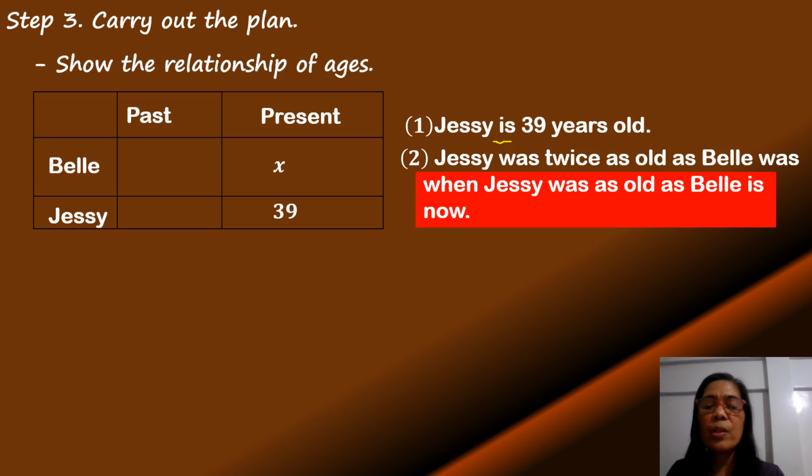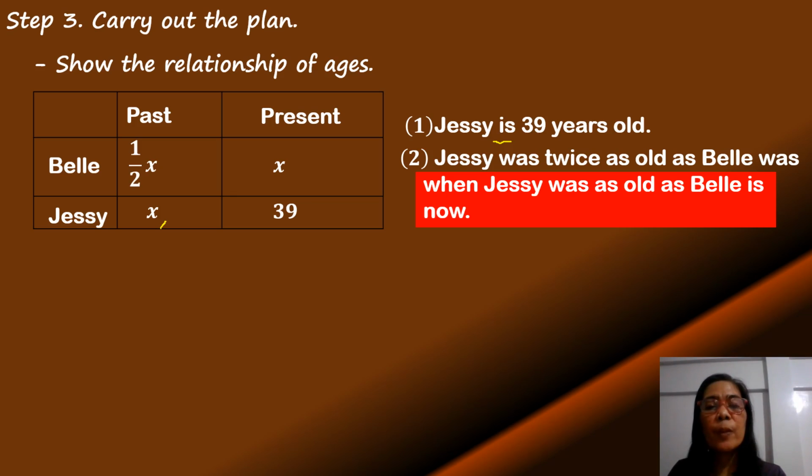So look at this clause: when Jessy was as old as Belle is now. So we are looking at that period when the age of Jessy is the same as the present age of Belle. Since the present age of Belle is x, we're looking at that period when Jessy was x years old. And it says that Jessy during that time was twice as old as Belle. That means this age of Jessy is double the age of Belle. Meaning, if Jessy was x years old, Belle at that time is just 1/2 of x.